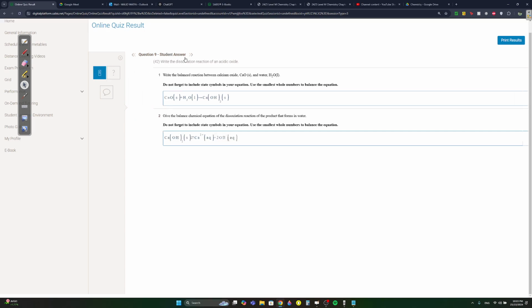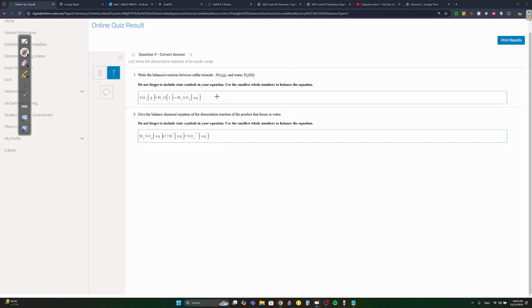Anyway, before I continue, anytime you see a metallic oxide, just put it as a solid. Okay. These questions really never come in our exams, but I'm still doing them because you have to know them. At the end of the day, write the balanced reaction between sulfur trioxide and water. It dissolves. SO3 and water.